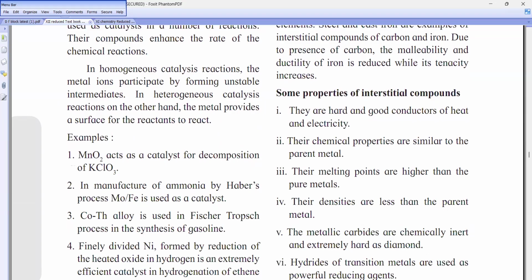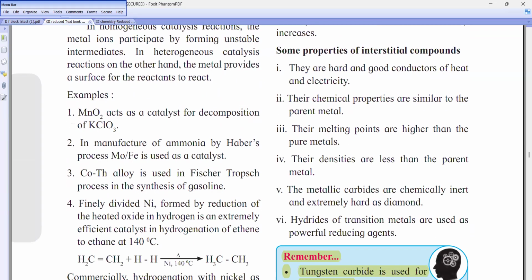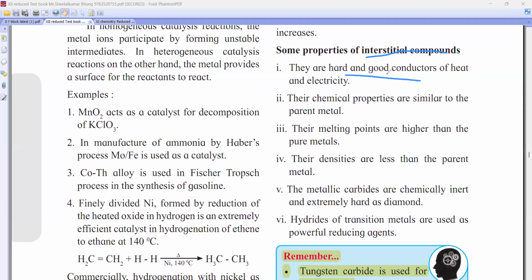Anyway, they will ask one thing about the properties of interstitial compounds. What are the good properties? They are hard and good conductors of heat and electricity. Their melting point is higher than the pure metal. Why is it high? Because the interstitial space has been filled, so it won't melt easily.